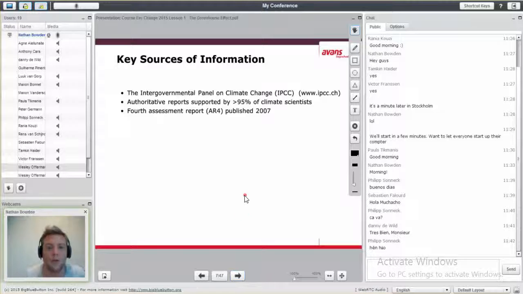Some sources of information, if you are interested: everything I'm using in these sheets comes from the IPCC, the Intergovernmental Panel on Climate Change. There's their website, with lots of reports on there, and also the fourth assessment report, which was published in 2007. So I did not make all of these graphs and charts. There are many people who know much more than me who've made these. You can go visit them.